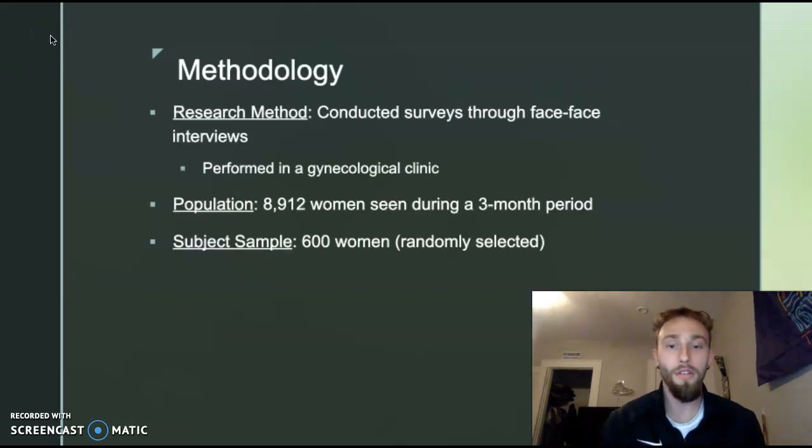So going on to the methodology, the researchers in this study gathered their information through face-to-face surveys, and found their participants as they all were patients going to see doctors in a gynecological clinic. They received information on a total of almost 9,000 women during a 3-month period. And out of those women, 600 of them were randomly selected to participate in the study.